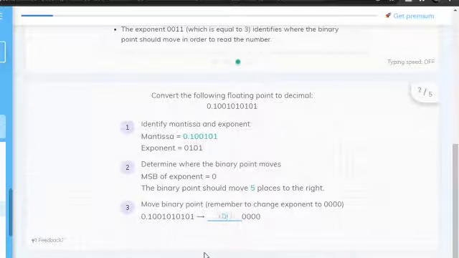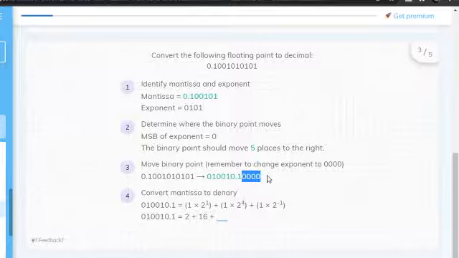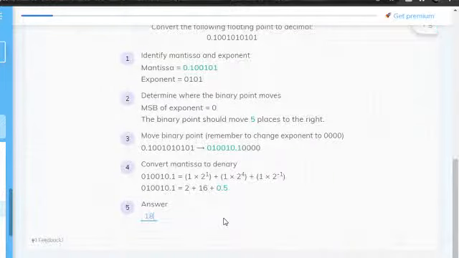So 100101. Does that move 5? 1, 2, 3, 4, 5. That'd be 0, so that'd be the point. And then that's obviously the new exponent. Then convert the mantissa into denary. So this would be 0.5, 2, and 16. So 0.5, 2, and 16. That is 18.5. Simple.